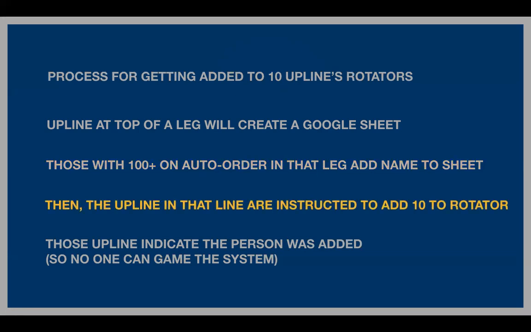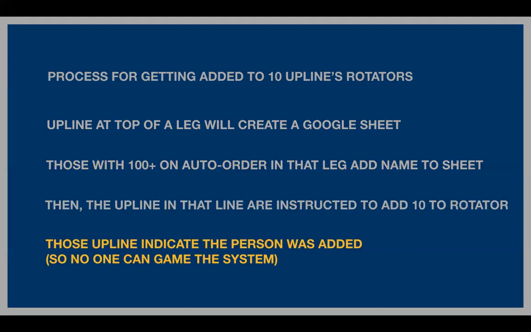Then the upline in that leg, I'll contact the upline in that leg, which are a lot of the same people, and say, hey, go look at that Google sheet and add 10 people to the rotator. And then those upline who do that will indicate on the Google sheet the person that they added, so that no one can game the system.